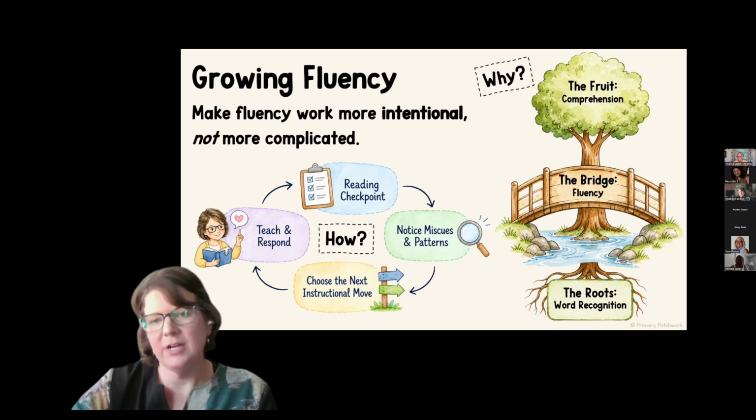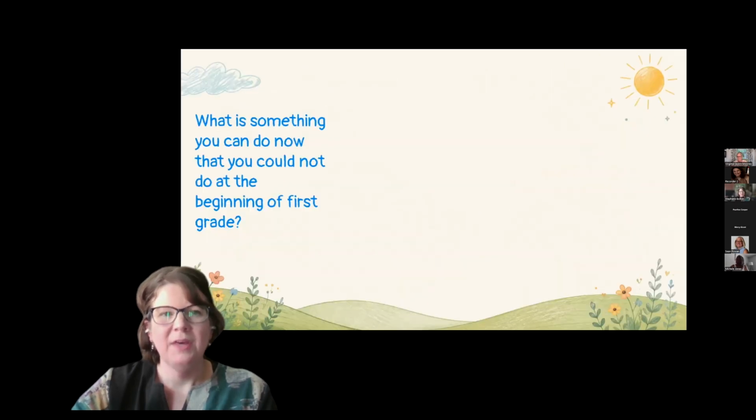All of the strategies I've showed you today are all relatively simple, but they're very powerful because it's really all about our students and helping them reach their full potential. So I had to close with one quote from a student. She was asked, what is something you can do now that you could not do at the beginning of first grade? And this was like the last week of school.